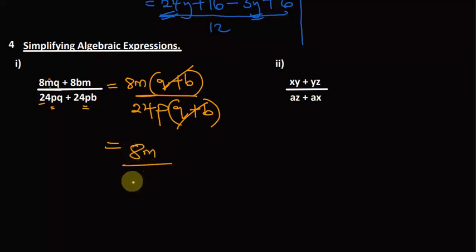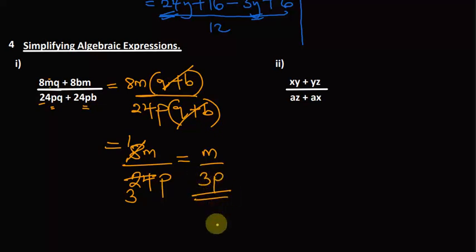8m divided by 24p. So this means we can still simplify this further. What is 8 divided by 24? By 8, 1; by 24 divided by 8, 3. So we have our answer as m over 3p. So we have simplified that.